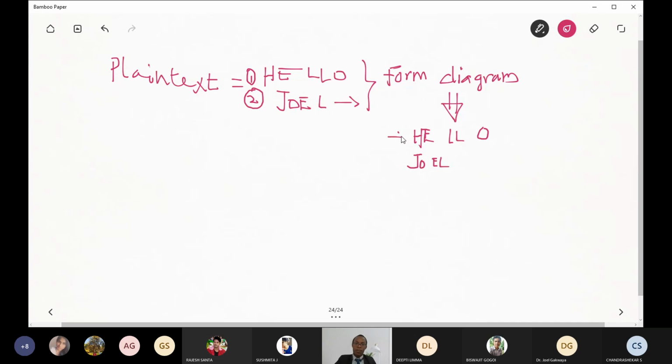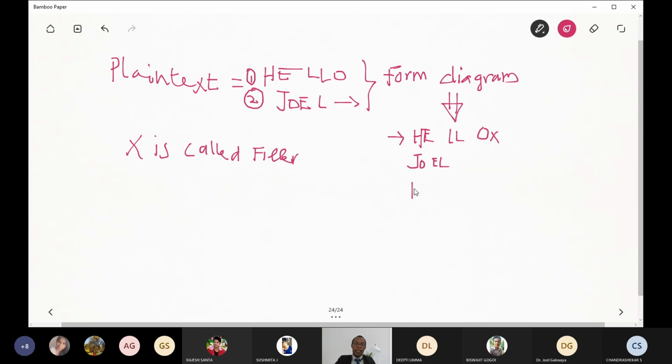Look at case number 1, for hello. If the last letter is alone, we put a letter called a filler. X is called the filler. When we have a single letter, you have to put X there. You get it? This is rule number 1. If you have a single letter, you put X.